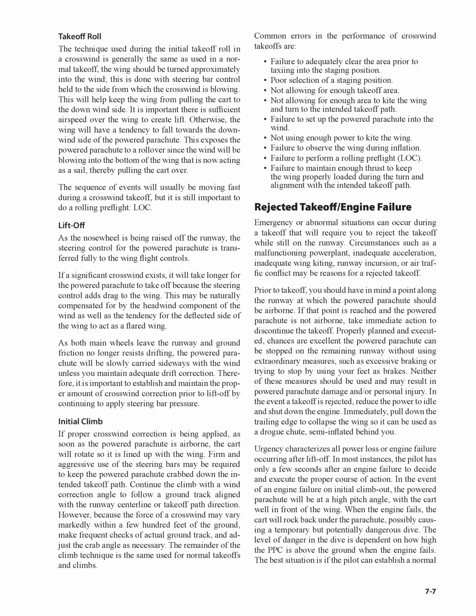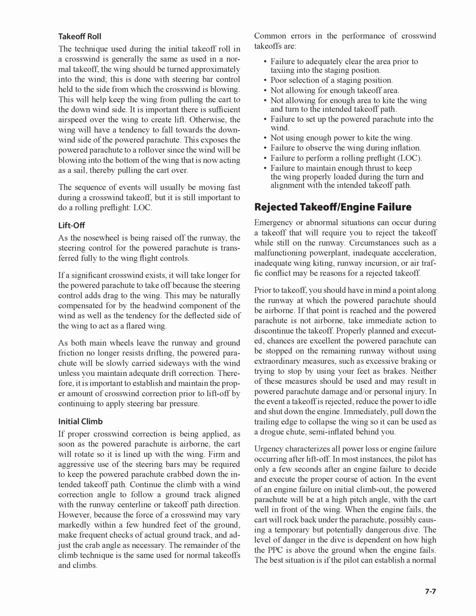As both main wheels leave the runway and ground friction no longer resists drifting, the powered parachute will be slowly carried sideways with the wind unless you maintain adequate drift correction. Therefore, it is important to establish and maintain the proper amount of crosswind correction prior to liftoff by continuing to apply steering bar pressure.